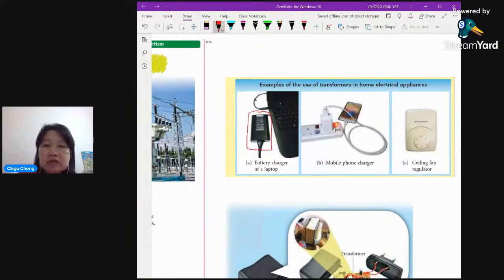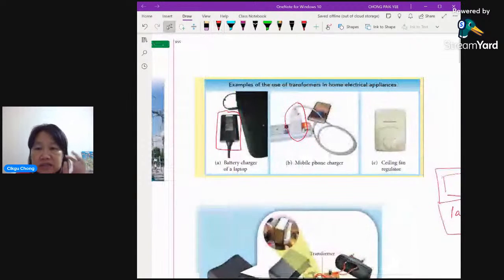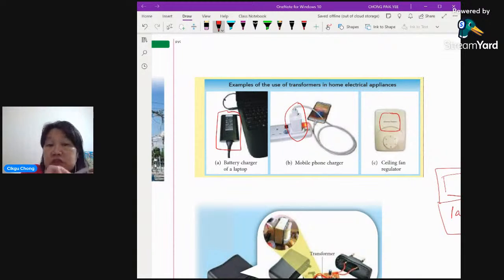And also for your handphone, you have this piece of item here, usually at the plug. Why is it so big? What's inside there? And in the ceiling fan regulator, where you control the speed of the fan, there is also an item inside called the transformer. Why do you need to use a transformer? All these items have transformers.